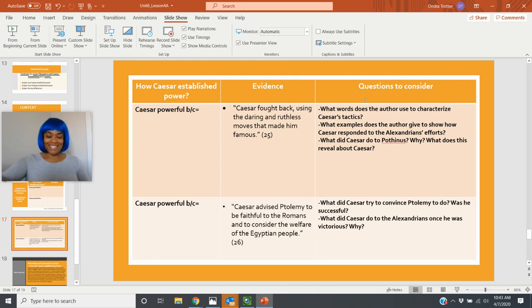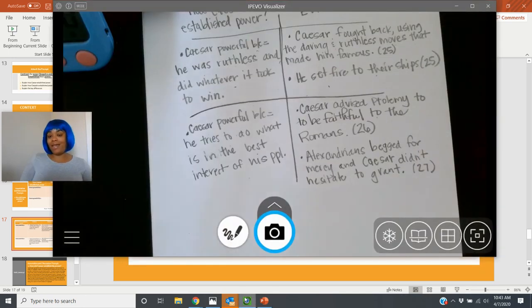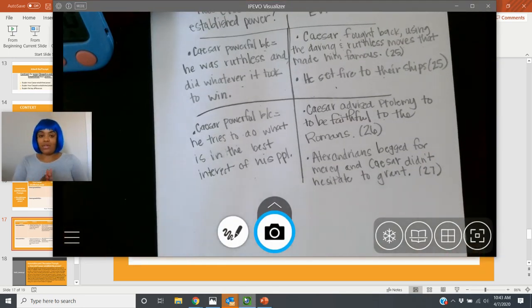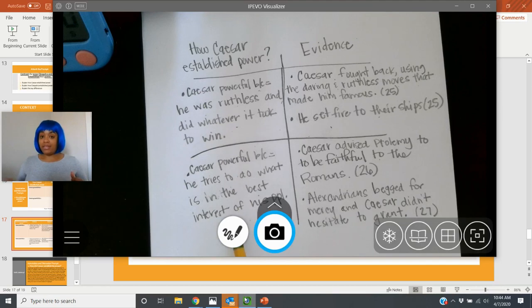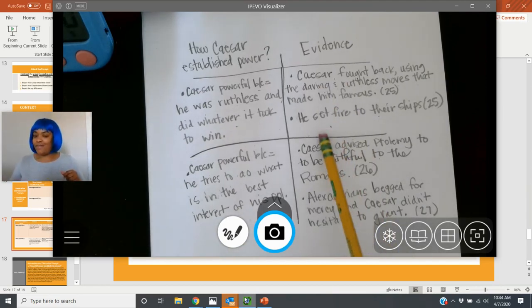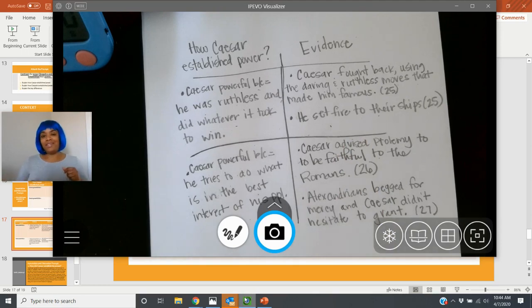All right. So, scholars, I was able to complete my chart, and I wrote Caesar powerful because he tries to do what is in the best interest of his people. So look here, I have a completed T chart. I've answered both because statements. You should have both because statements answered. And I have 4 pieces of evidence.